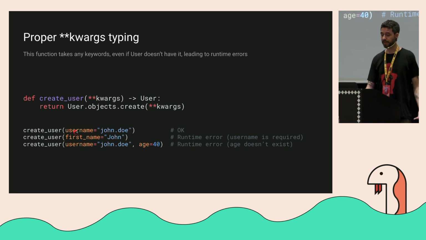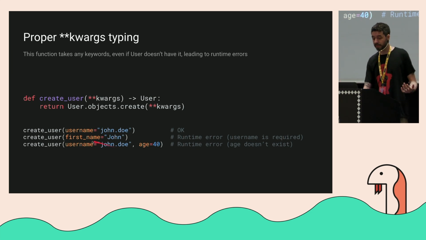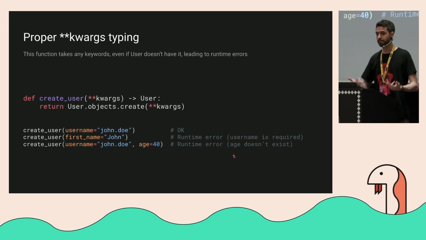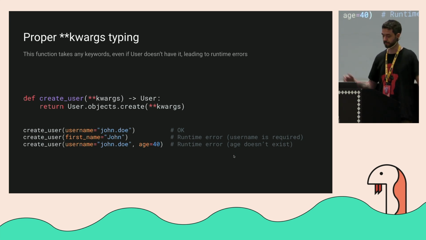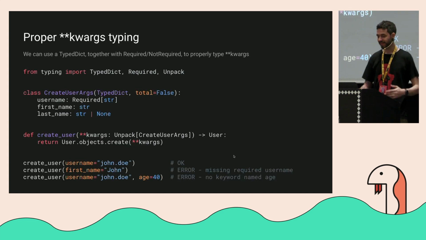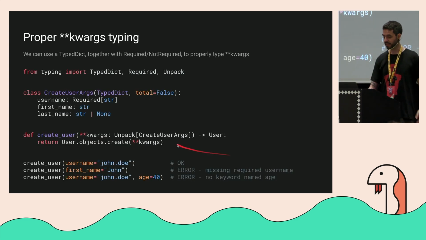If we forget to pass the username, we just pass the first name, runtime error, because, well, username is required. Or if we do this, username is here, but age doesn't exist there, another error. But how can we protect ourselves against that? Because, well, KWArgs takes anything. The ninja appears once more, and that's when we understand that we can use type dicts for this.